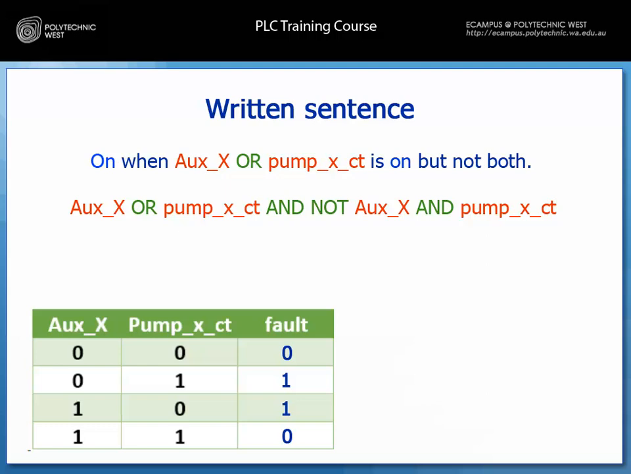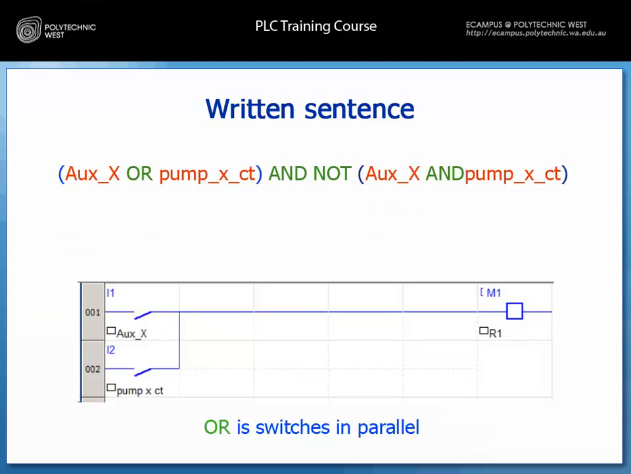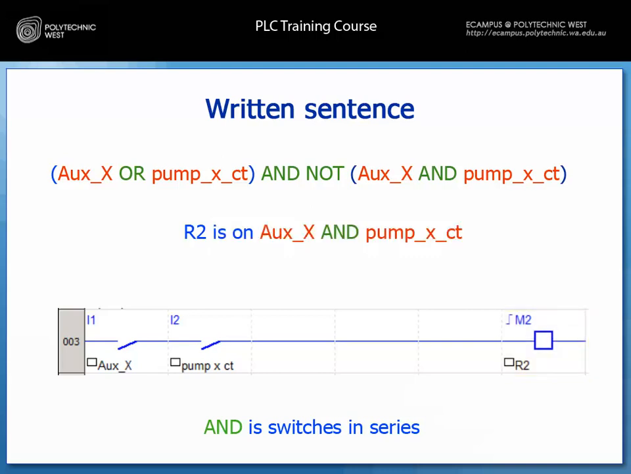pump XCT. We can group it together so it looks a bit simpler and use the brackets to isolate the sections. Start with the first brackets, auxiliary X or pump XCT, and we can use an internal relay which we will call R1. So R1 equals auxiliary X or pump XCT. Next is the second set of brackets, auxiliary X and pump XCT, and we can use another internal relay which we will call R2. So R2 equals auxiliary X and pump XCT.